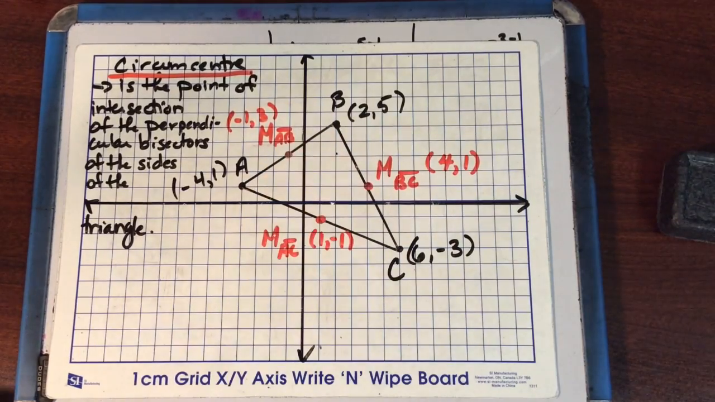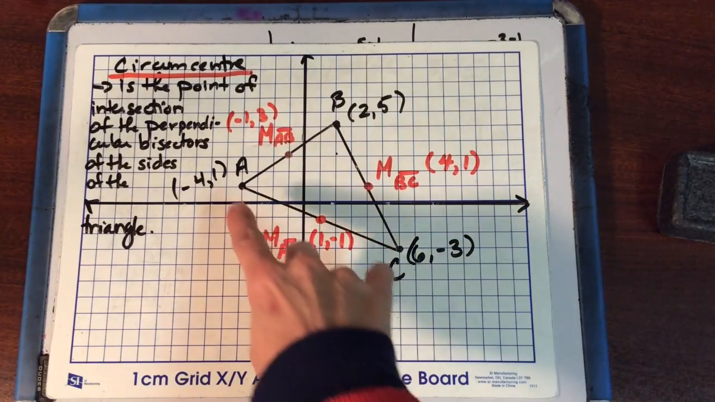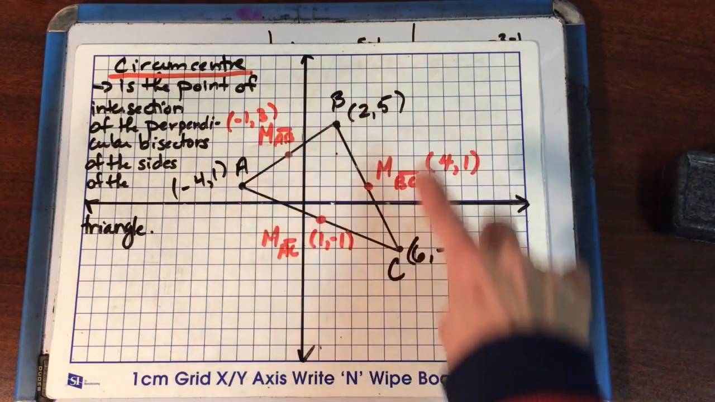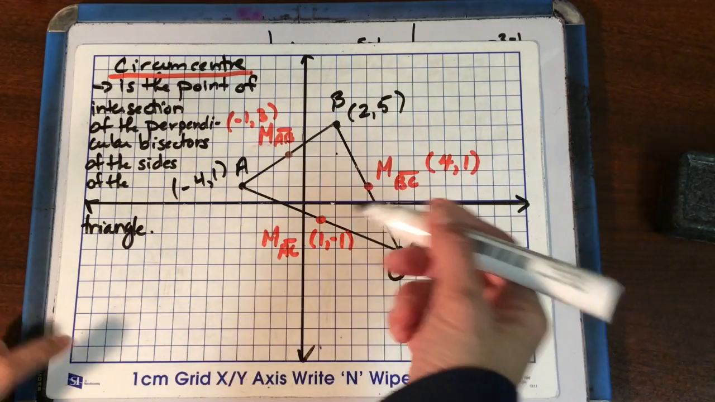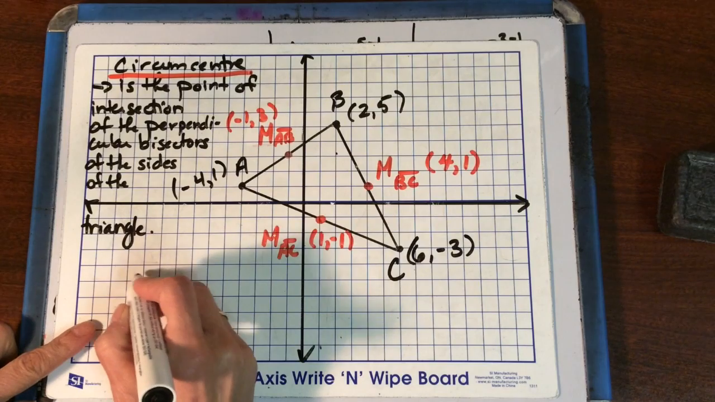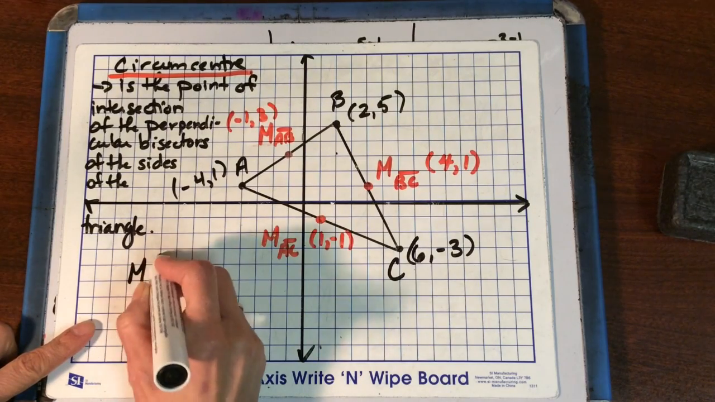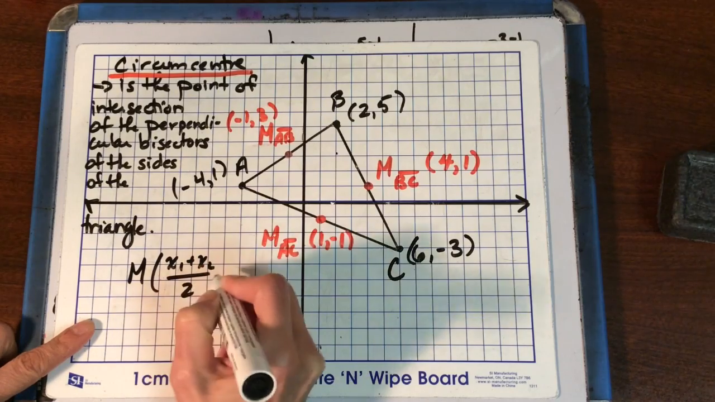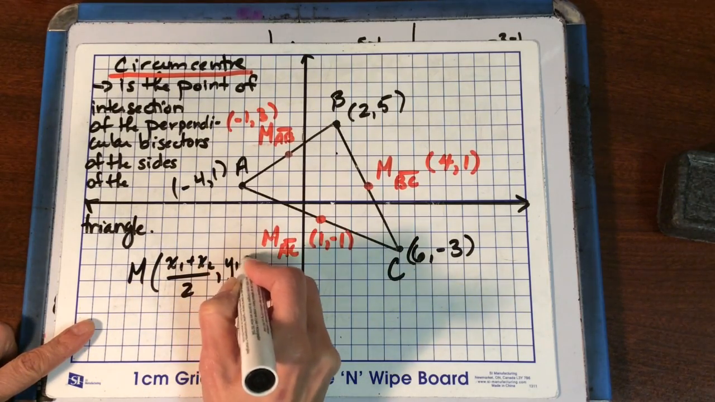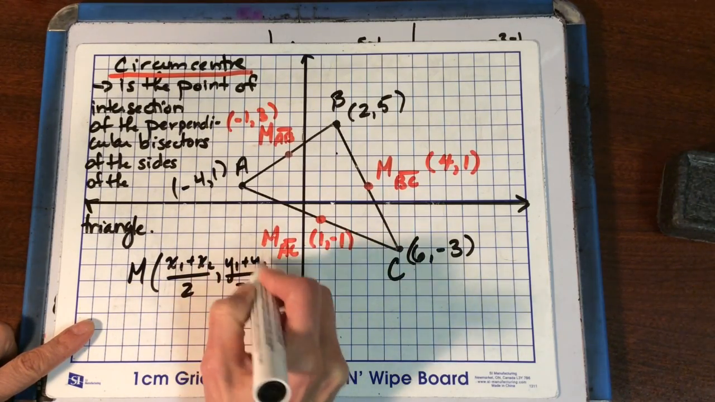And so we can draw this on a triangle like this, A, B, and C. We can find the midpoints. How do you find the midpoint? Well, the formula is (x1 plus x2) over 2 and (y1 plus y2) over 2.